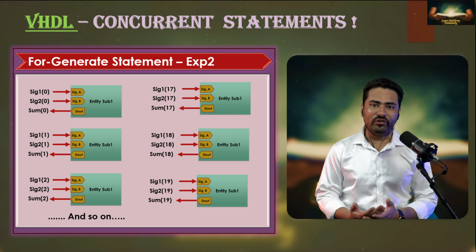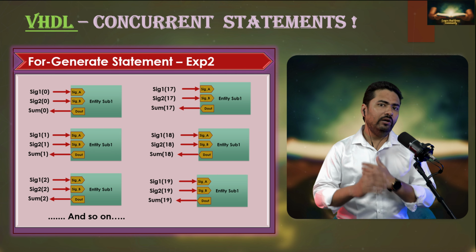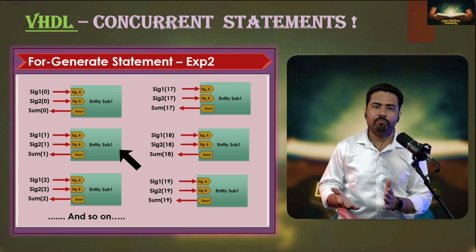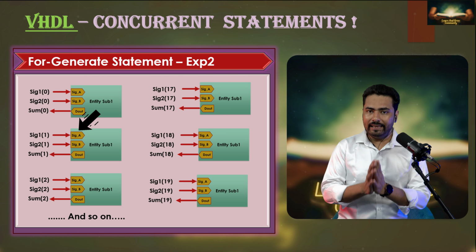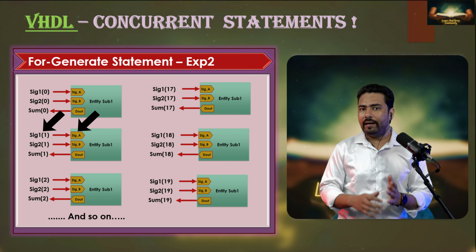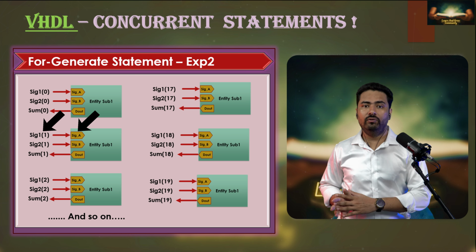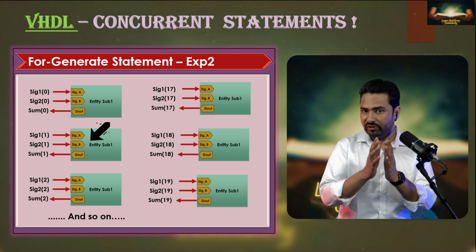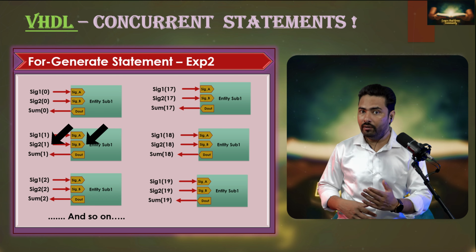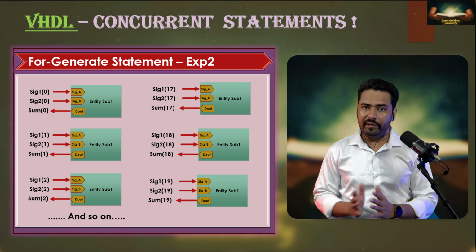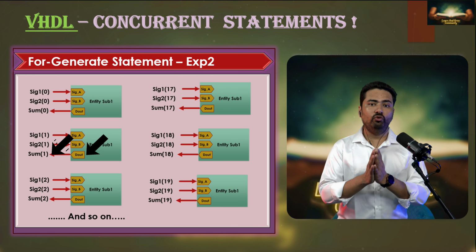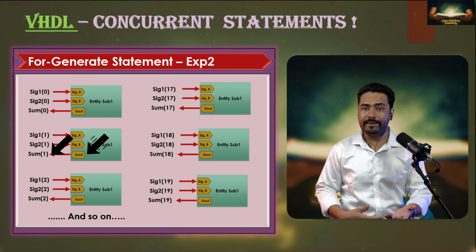In the second iteration of the for generate loop, it will create the second instance of the component of entity sub1. Now the port sig A of this instance is connected to the element at index 1 of signal 1. Port sig B of this instance is connected to the element at index 1 of signal 2. And port D out of this instance is connected to the element at index 1 of signal sum.